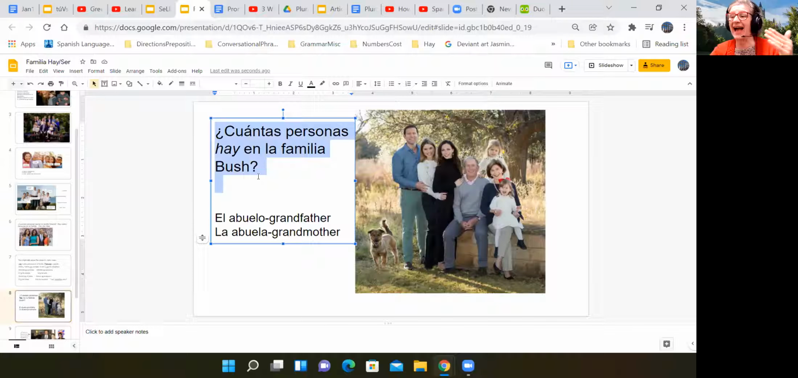¿Cuántas personas hay en la familia Bush? ¿Cuántas personas hay en la familia Bush? 1, 2, 3, 4, 5, 6, 7.